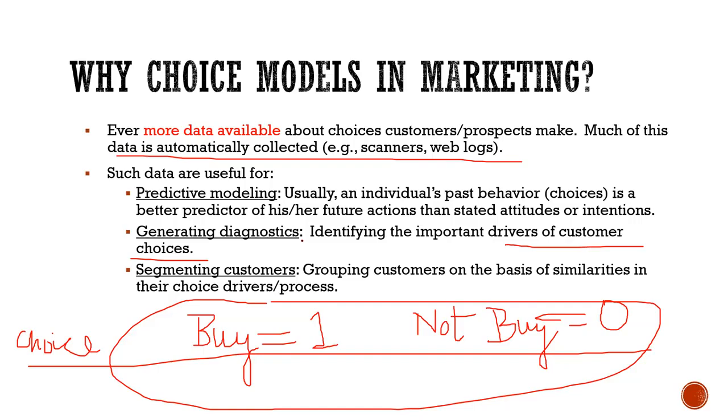Choice data is very useful in segmenting the market into distinct segments of consumers based on the similarities of their choice driving process. So for example, is there a unique segment of consumers that is driven by price, and all the choices that they make in buying the products is based on their sensitivity to price? So that is called segmenting the consumers.